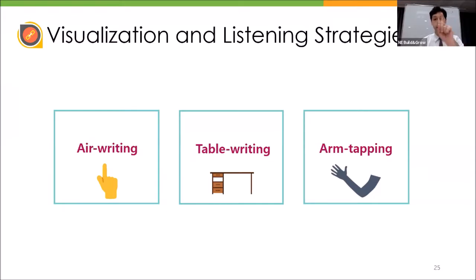But table writing is using your finger on the table to write the letters for practice. And finally, arm tapping. Arm tapping is not only arm tapping, but you can do this with your feet as well. Each individual sound, you can make noise to identify how many of the phonemes you hear.